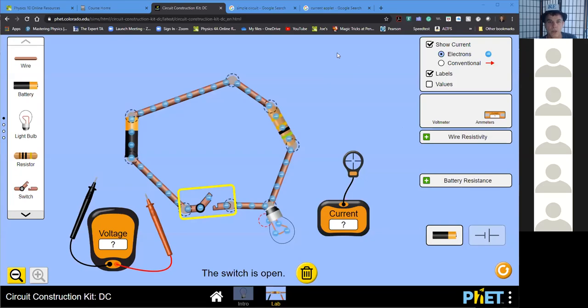Go back to this construction kit. Start this share again. Okay, so this is a cool little program.